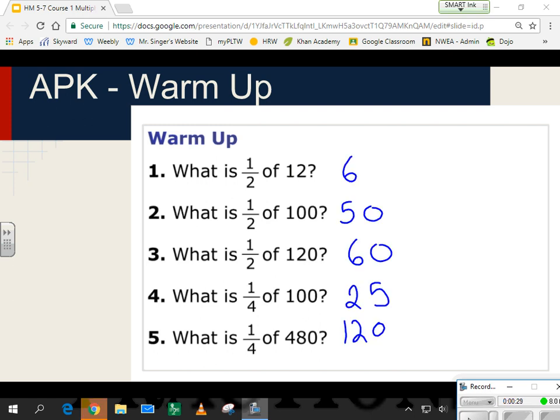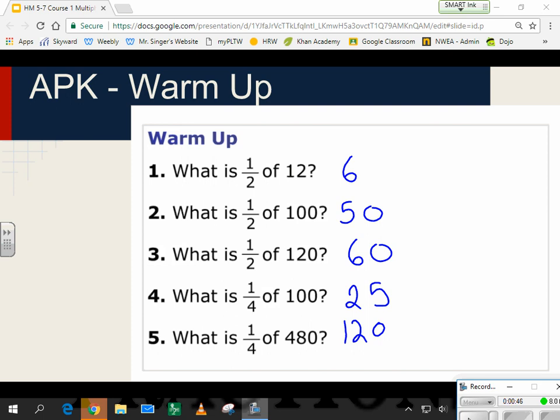And here are the answers to your warm-up. So half of 12 is 6, half of 100 is 50, half of 120 is 60, 1/4 of 100 is 25, 4 25s make 100, and 4 120s make 480.